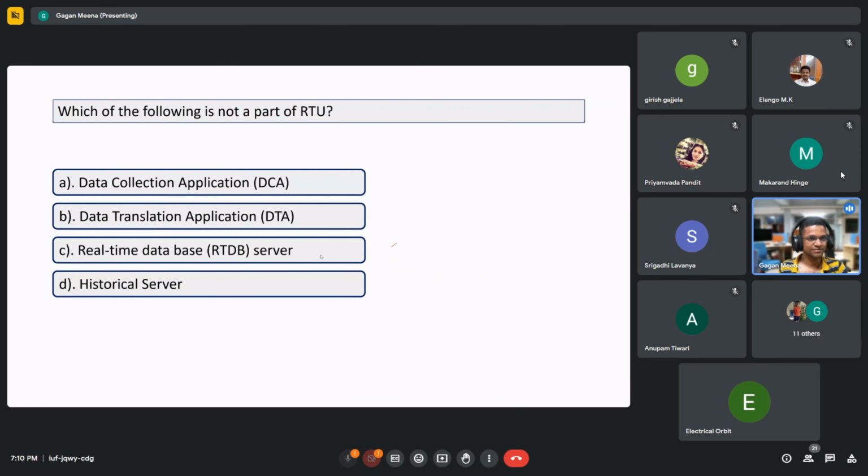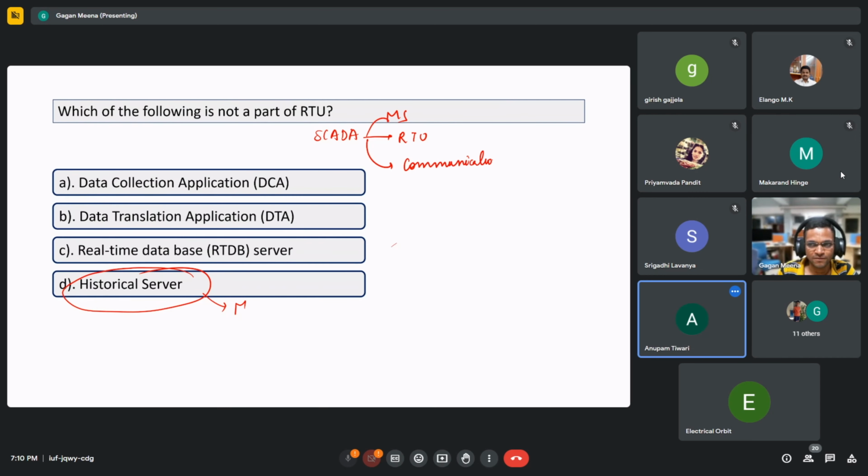So this is the first question. Which of the following is not a part of RTU, remote telecontrol unit? We will discuss there are five components of RTU. Historical server is a part of which component? SCADA. Yeah, so SCADA has, as we discussed, three components. One is master station, second is RTU, then we have the communication system.